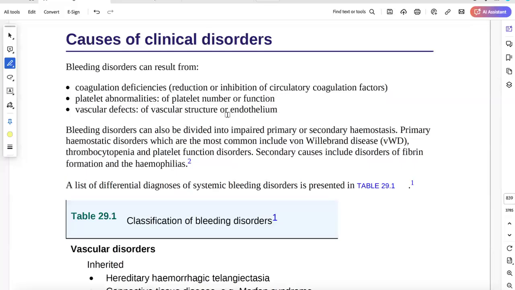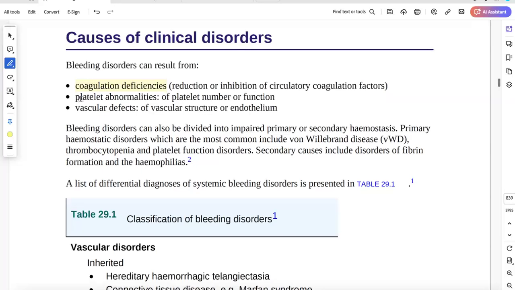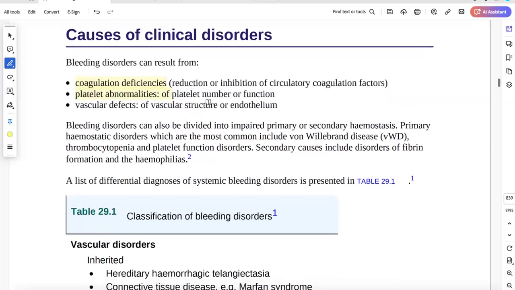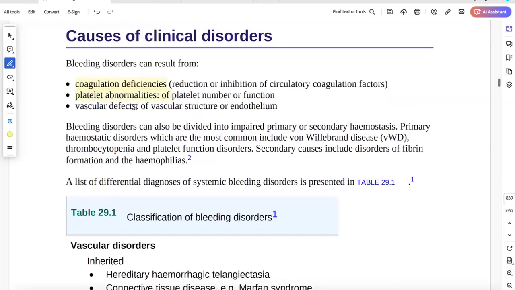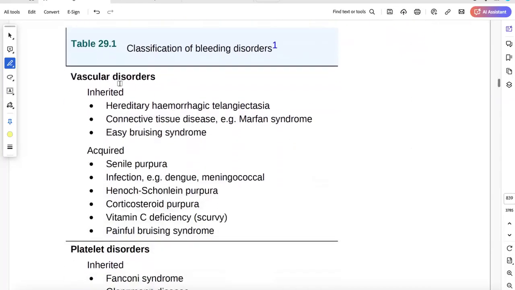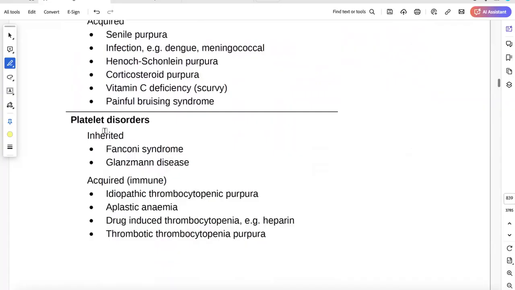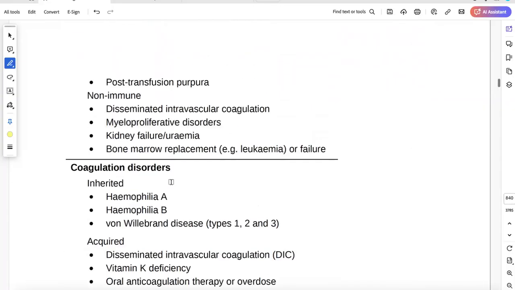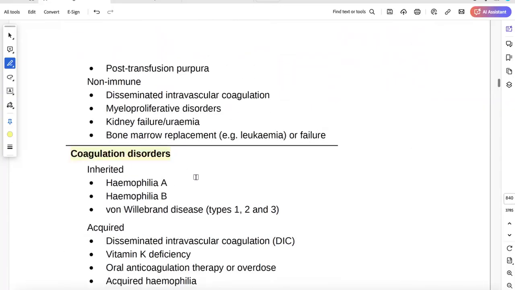So, causes of bleeding disorders. Bleeding disorder can result from coagulation deficiencies, platelet abnormality, either the number is low or the function is abnormal, or vascular defect, which is the blood vessel defect. So you can go through these vascular disorders, platelet disorders, and coagulation disorders.